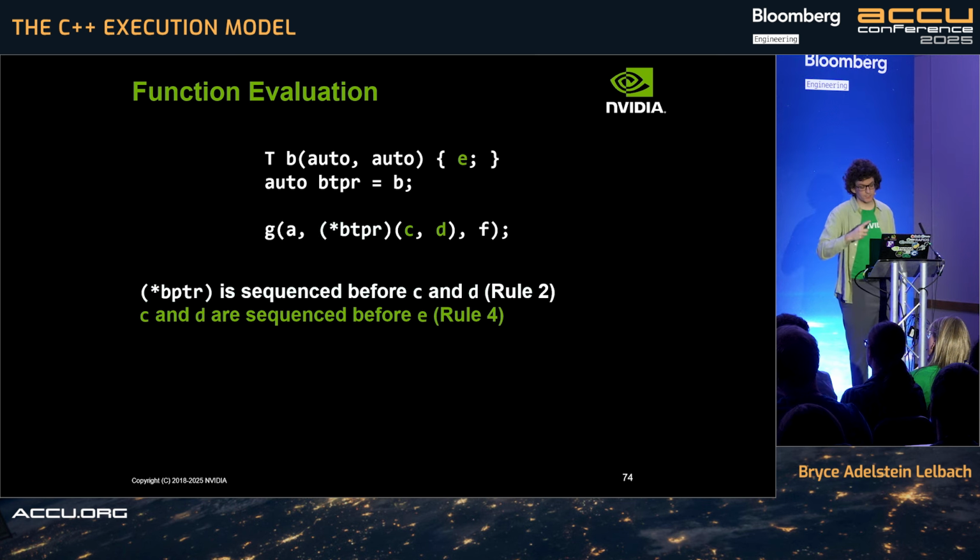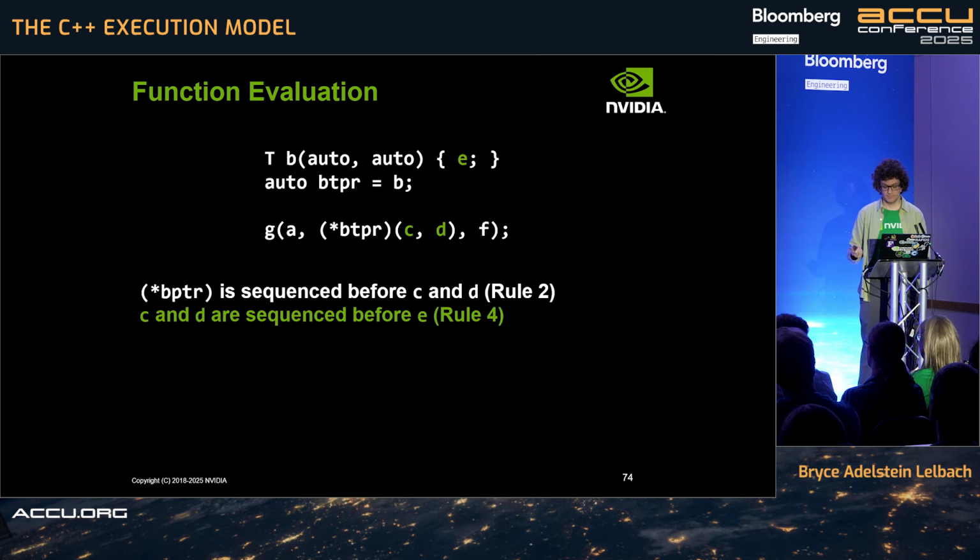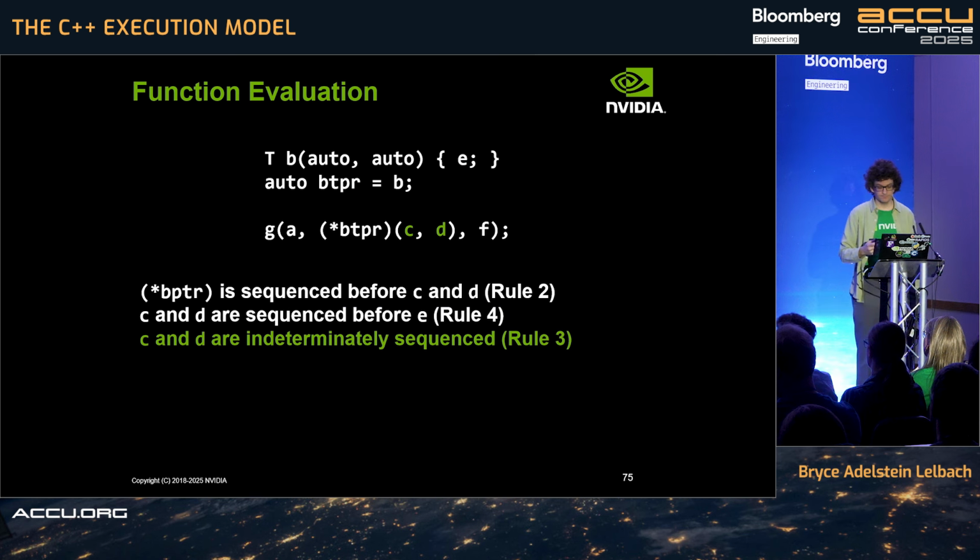The arguments to a function call are sequenced before the body of the function. Again, this logically makes sense. We have to evaluate the arguments before we start evaluating the function. And then all of the arguments to a function are indeterminately sequenced. So C and D are indeterminately sequenced. We don't care in what order they are evaluated, or rather, the implementation makes no promises about that. You might care, the implementation doesn't.